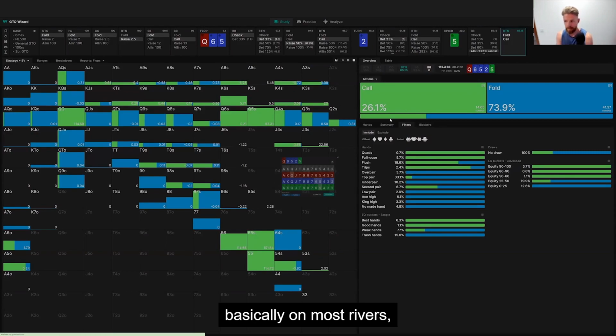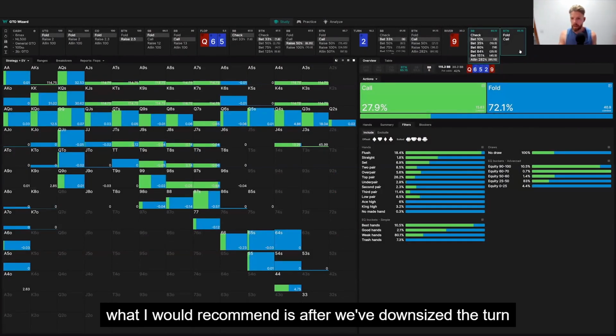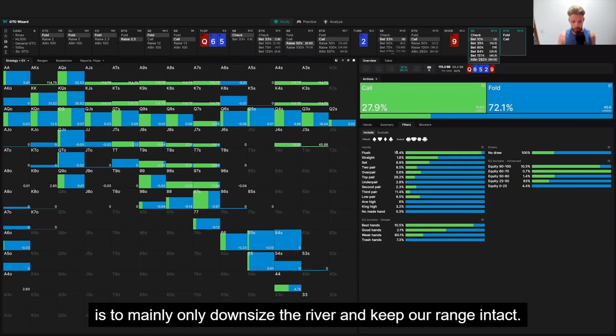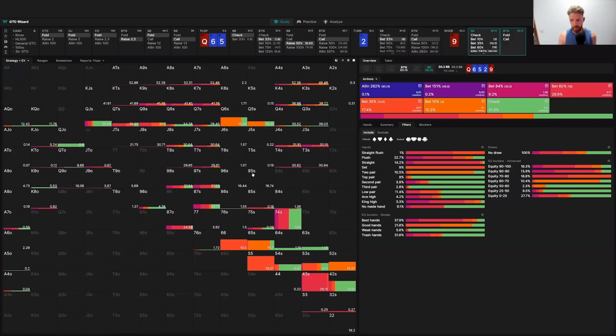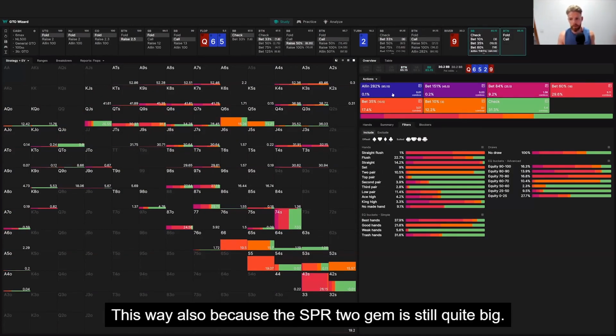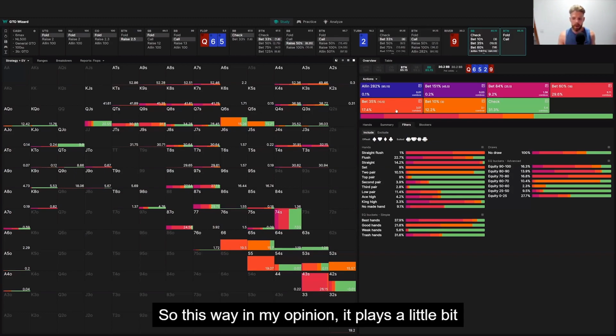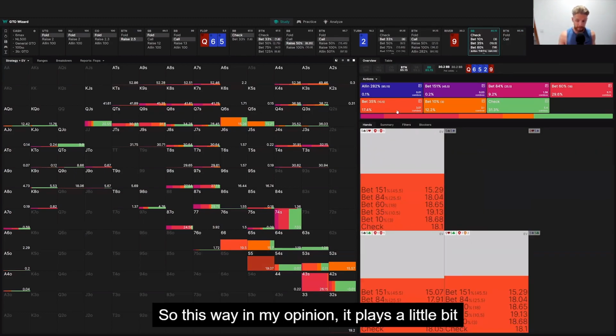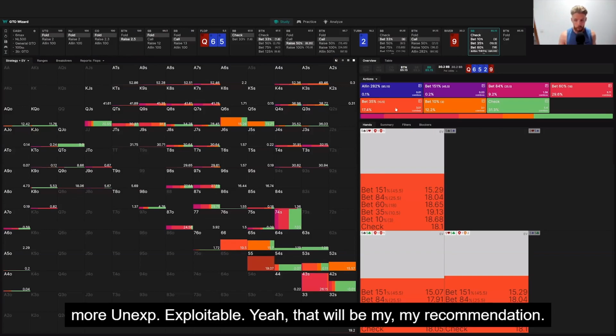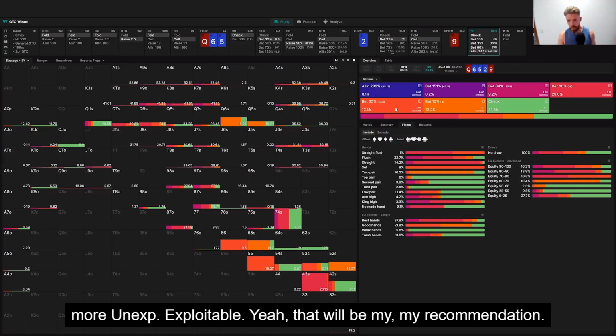Yeah, but here we never, basically on most rivers, what I would recommend is after we've downsized the turn is to mainly only downsize the river and keep our range intact. This way, also because the SPR to jam is still quite big. So this way, in my opinion, it plays a little bit more unexploitable. Yeah, that would be my recommendation.